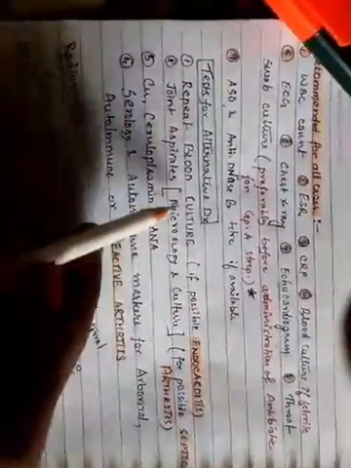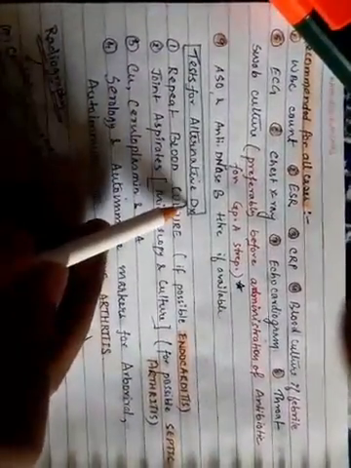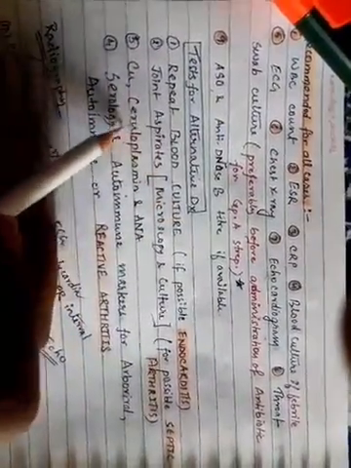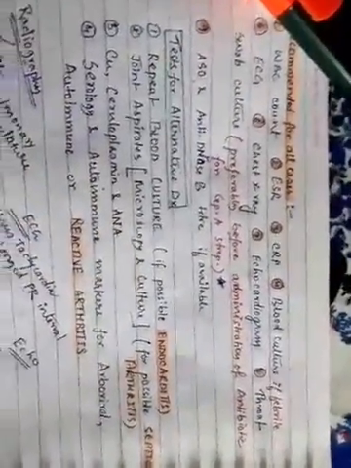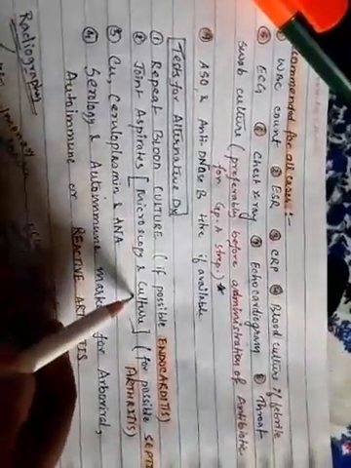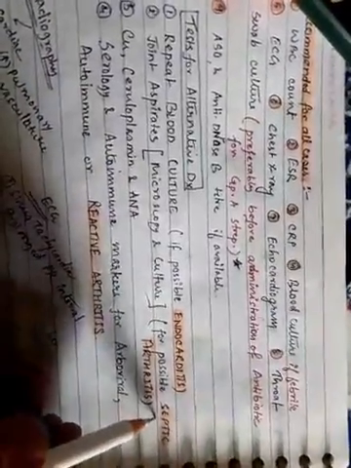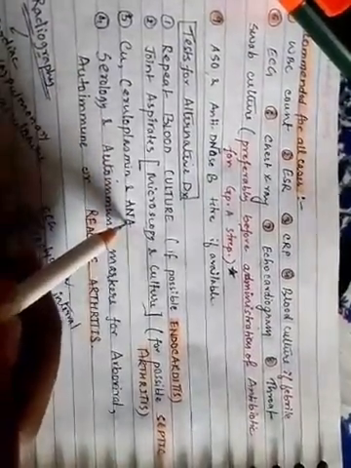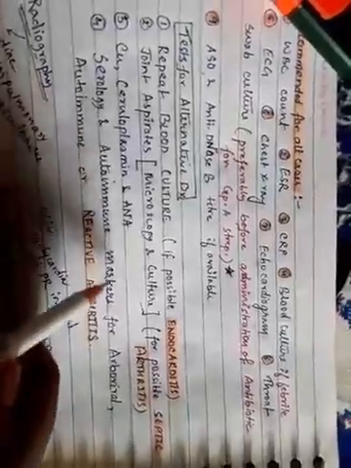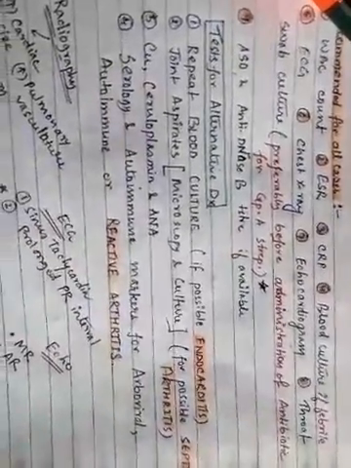Now, what are the tests for alternative diagnosis depending on the clinical features? We should do repeat blood culture if possible for endocarditis. We can take joint aspirates, both microscopic and culture, for possible septic arthritis. Copper, ceruloplasmin and ANA, and the serology and autoimmune markers for arboviral, autoimmune or reactive arthritis.